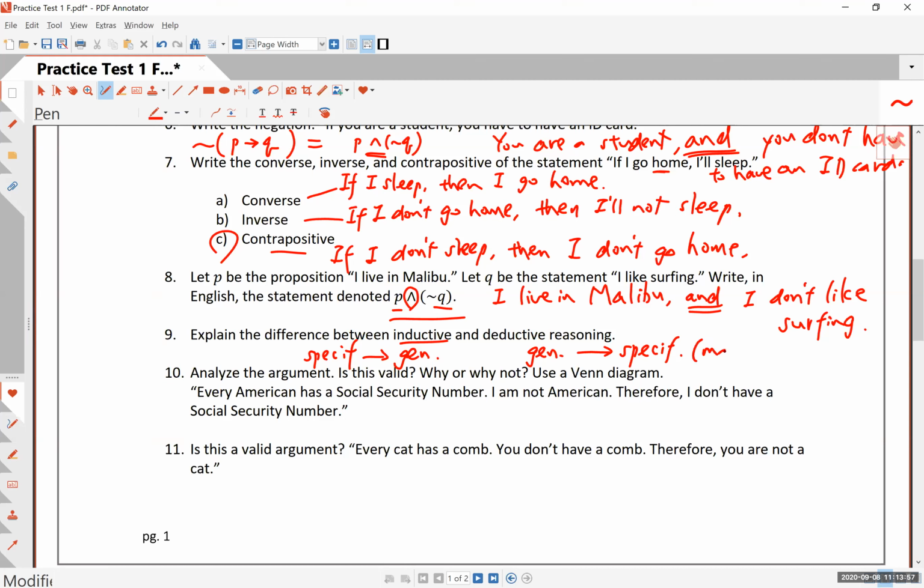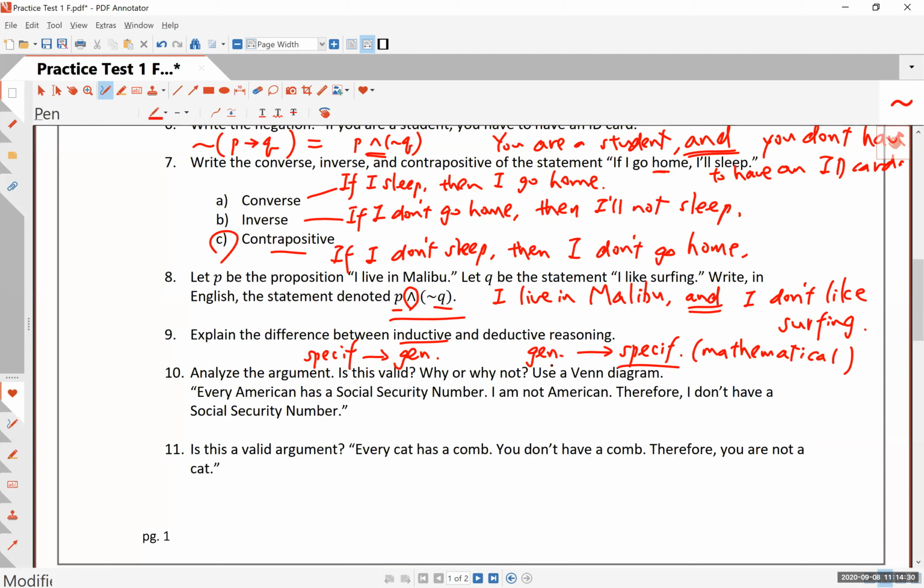And this really is the mathematical type of reasoning, okay? So you have general statements like a theorem or postulate or axiom or definition. It says, for instance, all triangles have three angles. Right, and then specifically you found one triangle and your conclusion is, since this is a triangle and all triangles must have three angles, this particular triangle should have three angles.